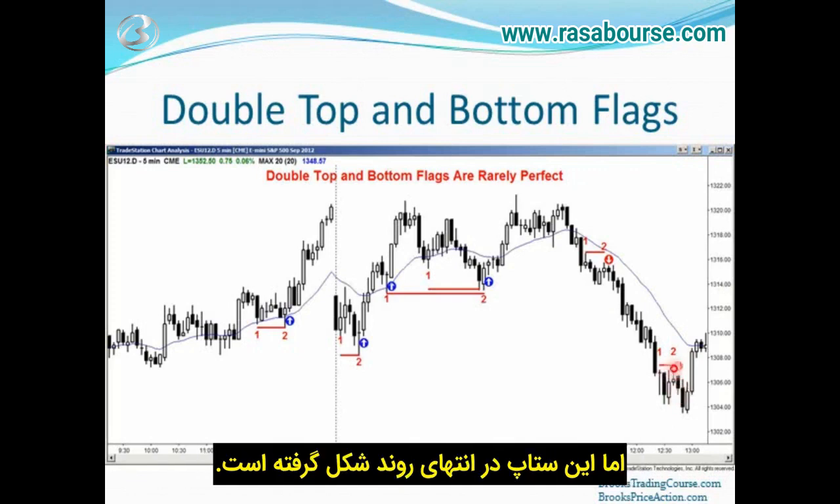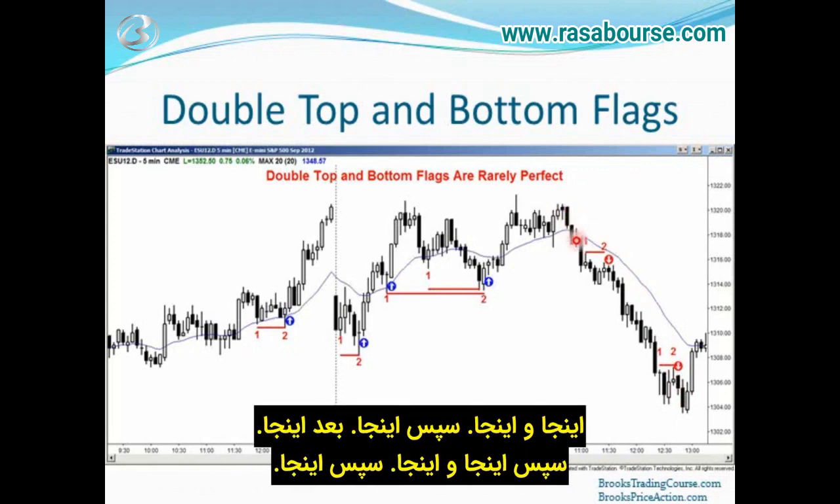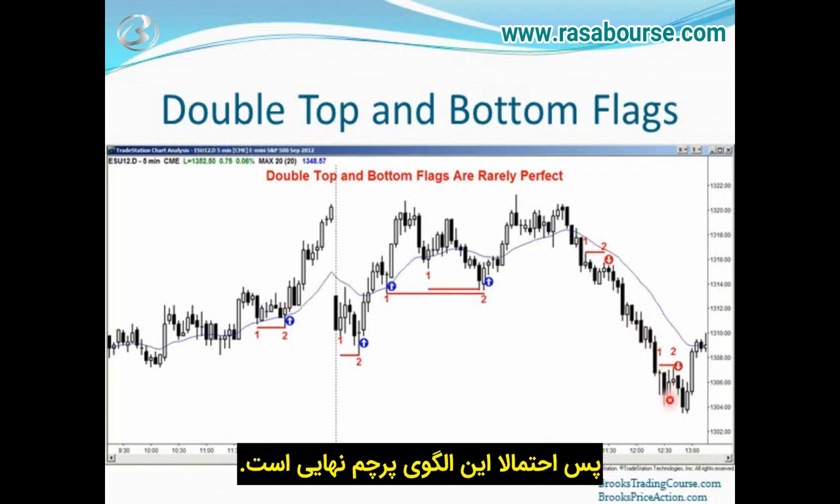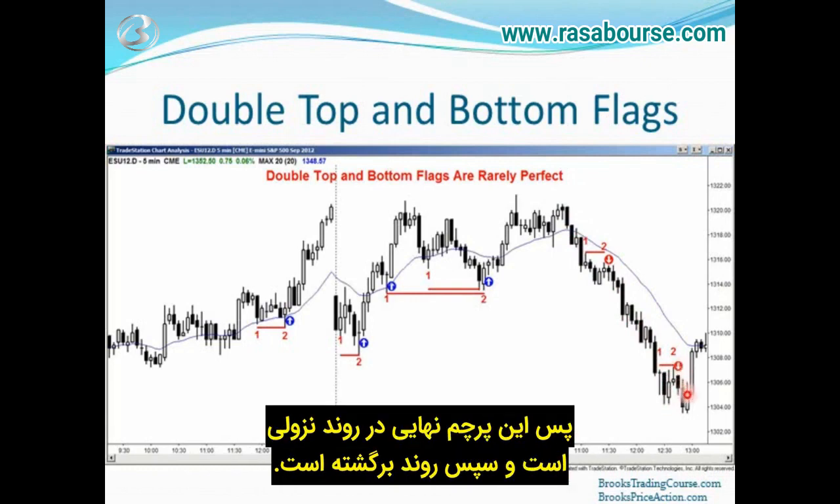However, it's occurring late in a trend, and the trend has a series of consecutive sell climaxes here, and then here, and then here, and then here, and then here. So this is a potential final flag, and it turned out to be the final flag in the bear trend leading to a reversal.